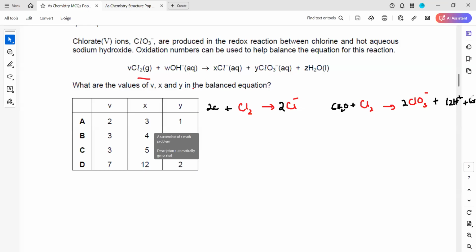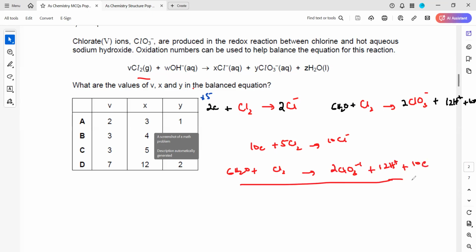10 electrons were added so that the charge is also balanced. When we want to combine these two equations, we have to make the number of electrons the same. So when we make the number of electrons the same, this was 10 electrons plus 5Cl2 gives 10Cl minus, and this was 6 water molecules plus Cl2 gives 2ClO3 with a charge -1 and 12 protons plus 10 electrons.